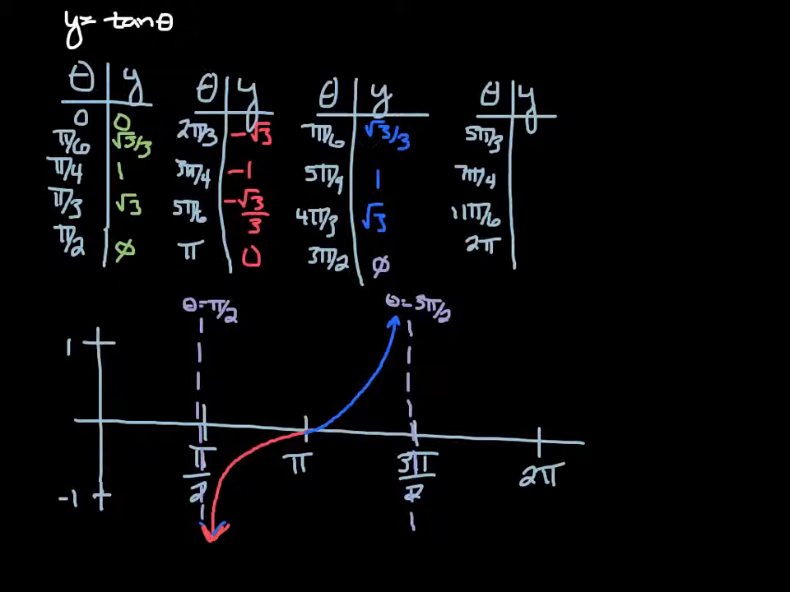Let's do that last quadrant. I guess we can fill in our first quadrant right now. Okay. Now we got tangent of 5 pi over 3. That's in the fourth quadrant, so this is going to be negative again. So it's negative square root of 3. 7 pi over 4 is going to be negative 1. And so on and so forth.